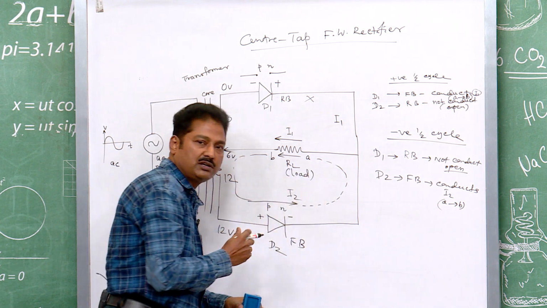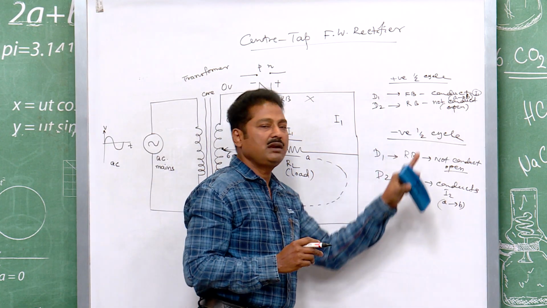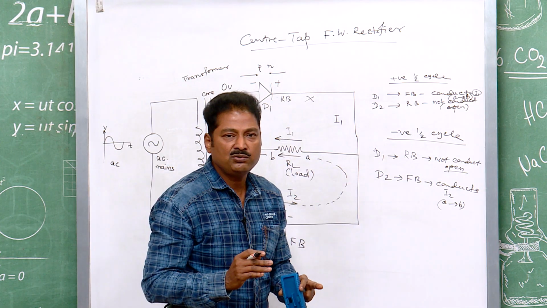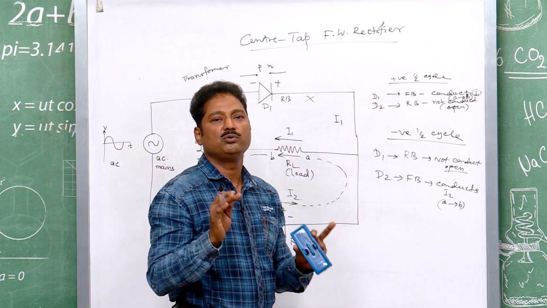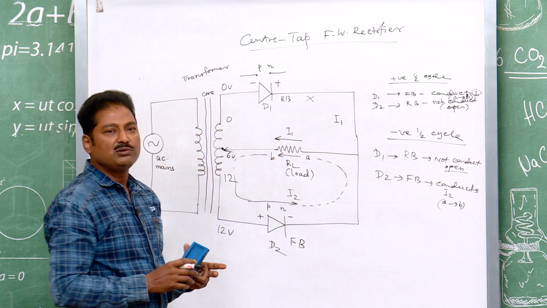It is your load resistor. Through the load resistor, we get two currents, one is I1 and the other is I2. What is the common feature between the two currents? That is from A to B. You see, from A to B. So, what is the conclusion now?